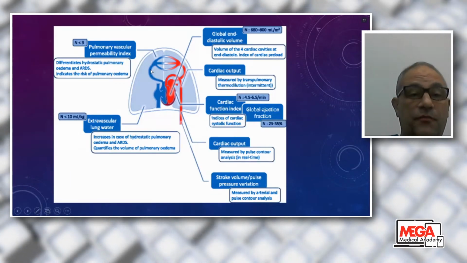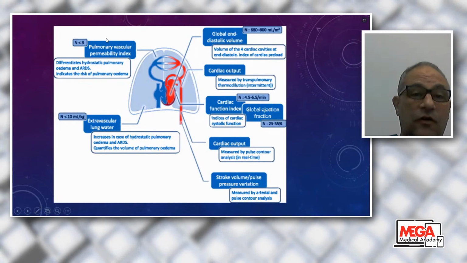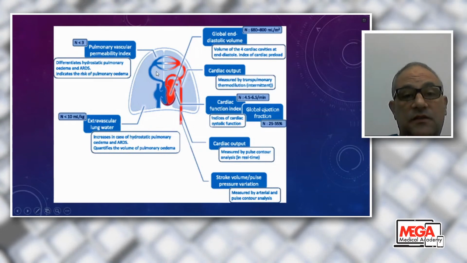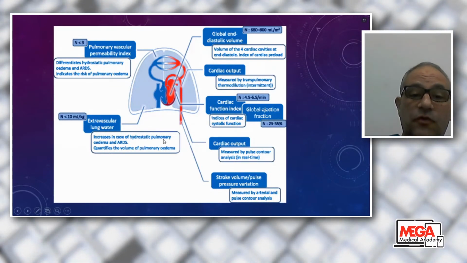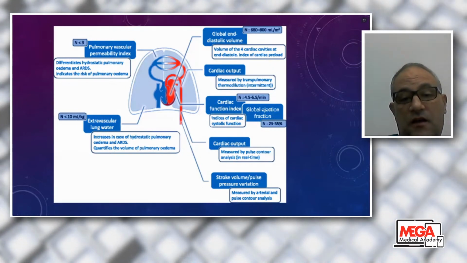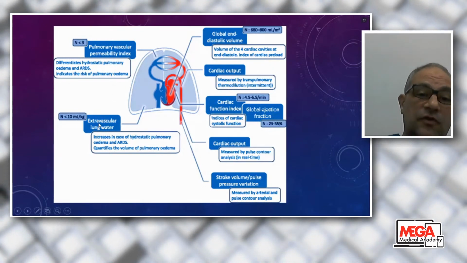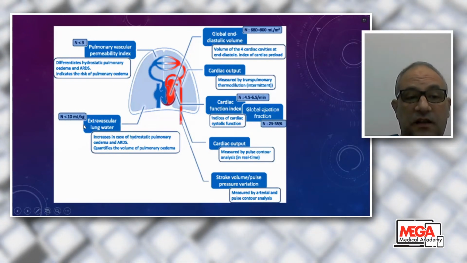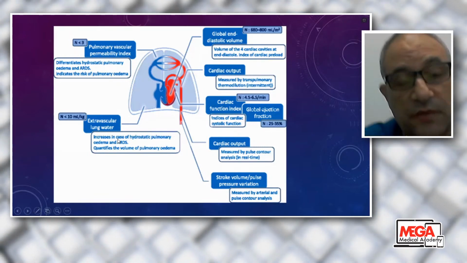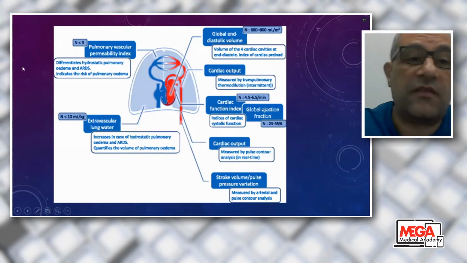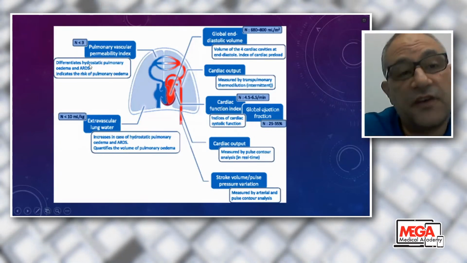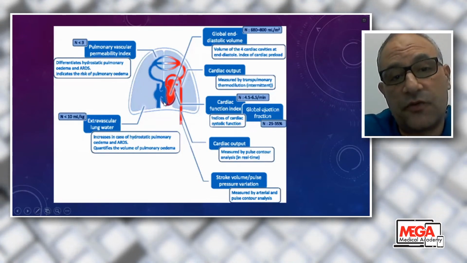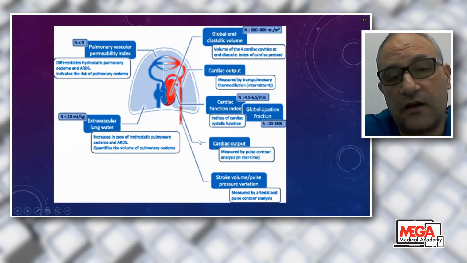What data can I have from PICO? The valuable data are the pulmonary vascular permeability index and the extravascular lung water. These are very specific for PICO and very advantageous in the PICO system. So I can detect increased extravascular lung water, normally less than 10 milliliters per kg. It increases in cases of hydrostatic pulmonary edema and ARDS. The pulmonary vascular permeability index differentiates between hydrostatic pulmonary edema and ARDS. So it's very valuable for assessment of lung water.